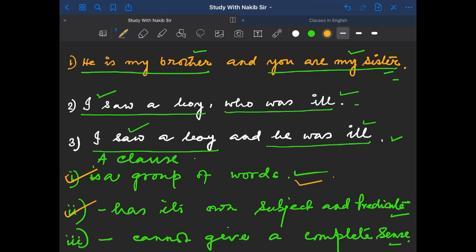Okay, I think that now your concept of a sentence and a clause is revised and renewed, and you are glad also.